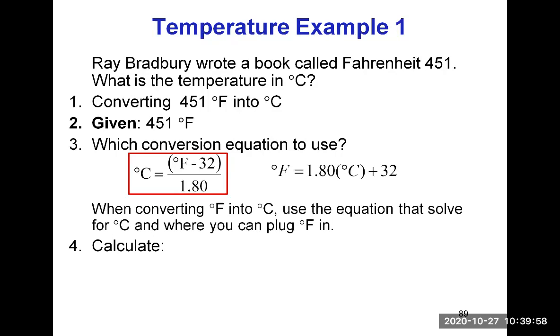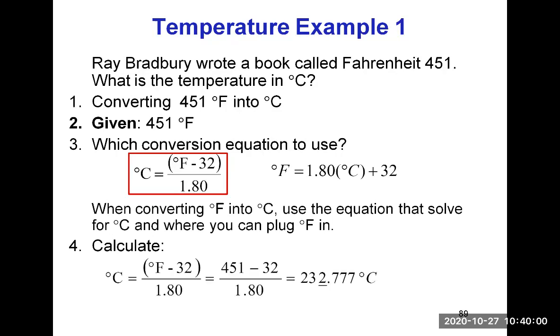So the final step is to plug in the values. Here, the degrees Fahrenheit are 451. So you have 451 minus 32 in the numerator divided by 1.80. 232.77, etc. That's the calculator answer, right?